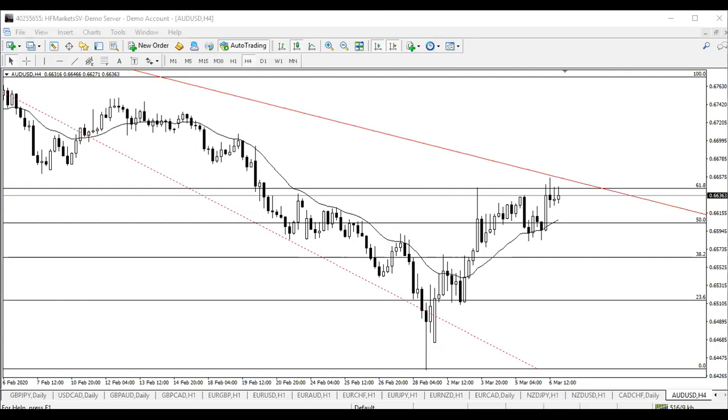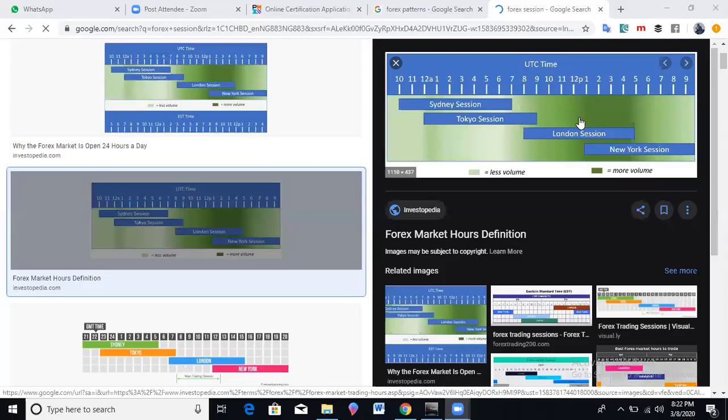So let me just show you what I'm talking about. Let's use this new share. So can you see it? Sydney, Tokyo session. This is Asia session. So you don't want to trade these Sydney sessions. You don't have volume. So London session, the New York session.